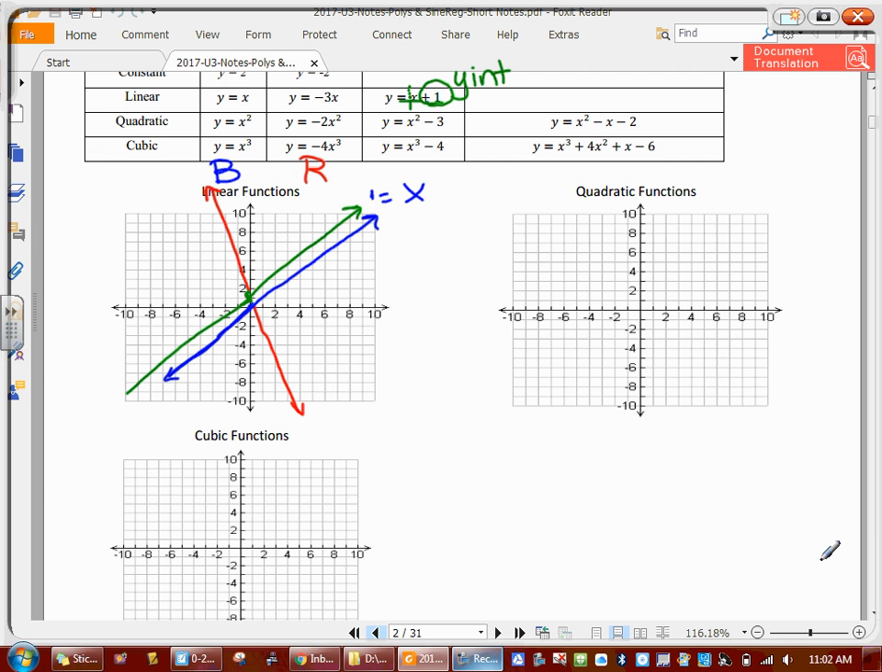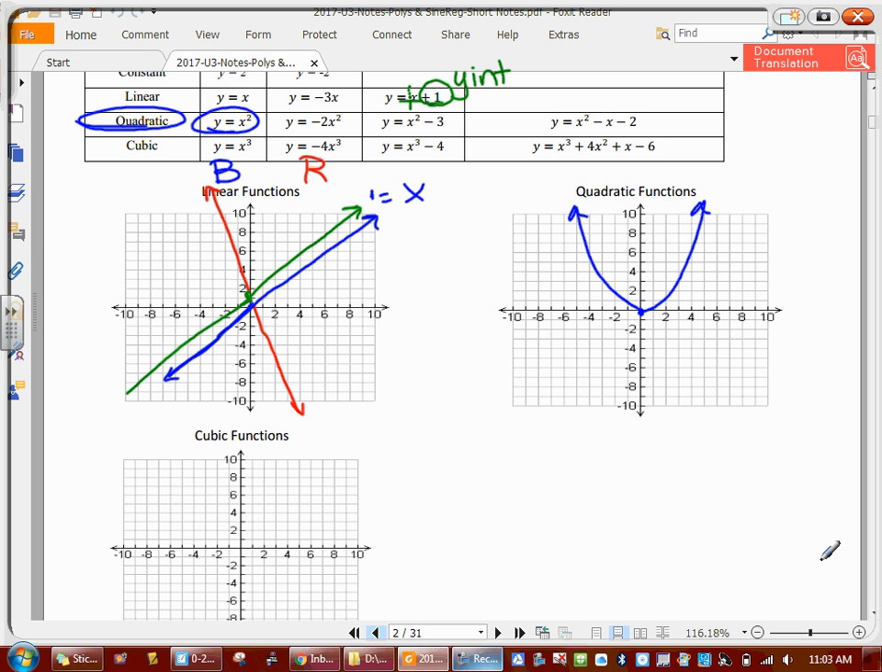Now we're going to take a look at our quadratics. For quadratics, we have 3 different types. We're going to deal with set A, our basic one, in blue. So we're dealing with y equals x squared. That's like saying plus 0. I have no x-intercepts except for 0, same as my y. So here is our y equals x squared.